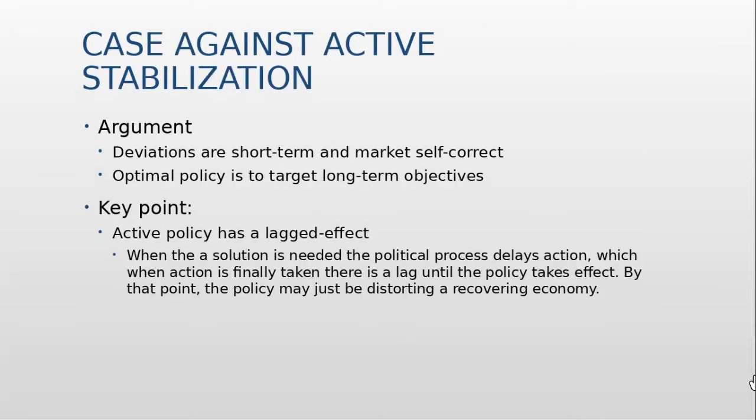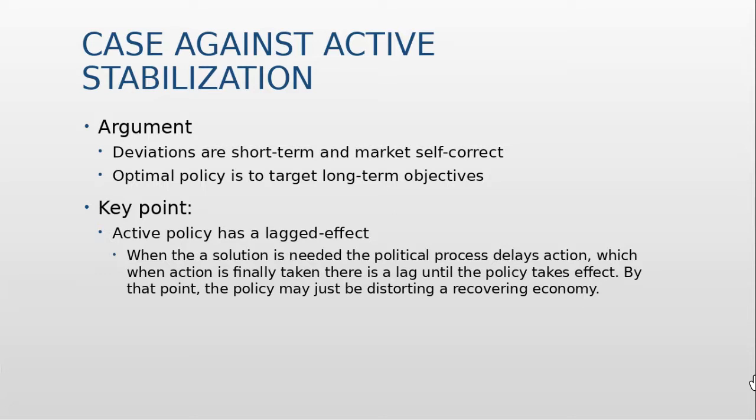But there's a case against active stabilization, and this argument really depends on 2 points. The first is that deviations are short-term and markets self-correct. So just to give you an example, in COVID, jobs have rebounded significantly. I believe it's like 7%, 7.5% last quarter. This rebound, in some economists' view, is evidence of the market self-correcting. That while yes, COVID has hit the economy, it is able to self-correct quite quickly in recovery, and the additional stimulus might not be beneficial. And similarly, to this end, the idea is that the optimal policy is to target long-term objectives, not short-term fluctuations, but to focus on long-term growth.